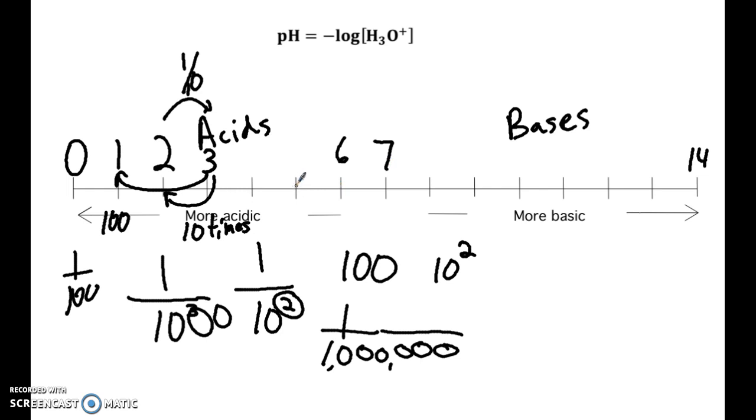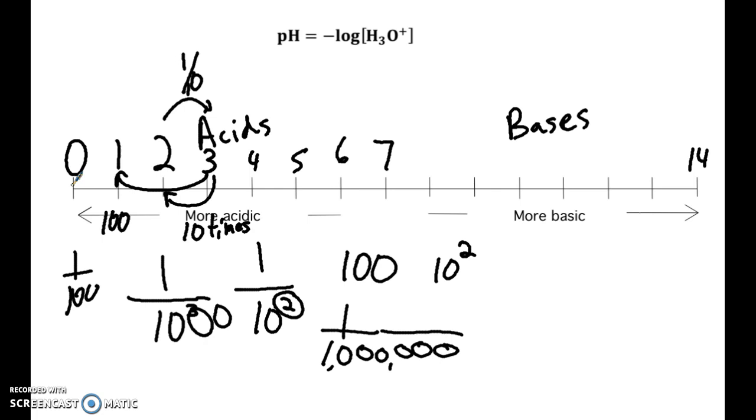So this would be 10 times stronger than that. This would be 100 times stronger than a pH of 7. Something with a pH of 4 would be 1,000 times, 10,000 times, 100,000 times, 1,000,000 times, and then finally it would be 10 million or whatever. But basically you see as it goes this way, you're changing the exponents of 10.